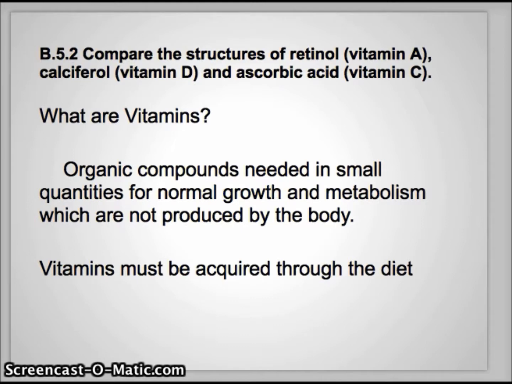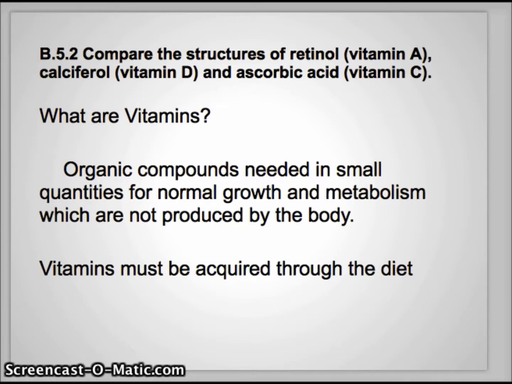Objective B.5.2: Compare the structures of retinol, vitamin A, calciferol, vitamin D, and ascorbic acid, vitamin C. So, to compare these, let's start off basic with what vitamins are in general. They are organic compounds needed in very small quantities. As stated earlier, they're micronutrients.